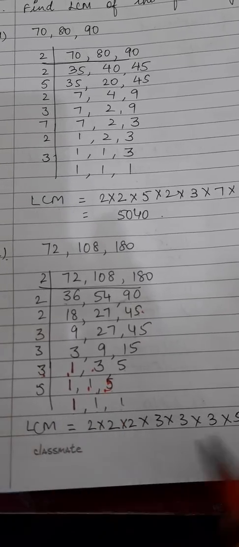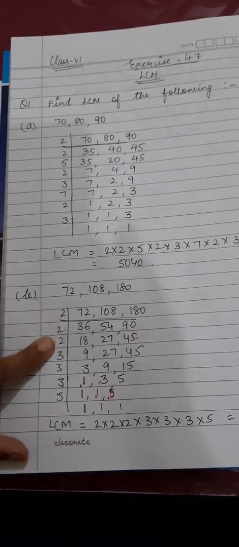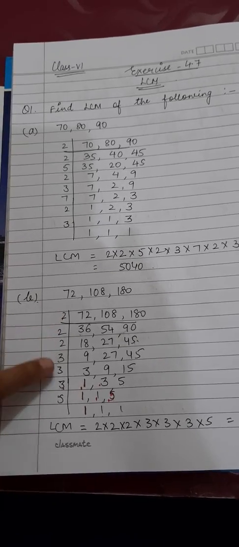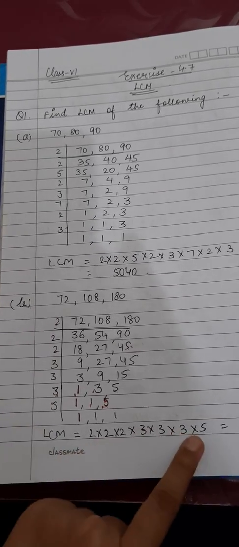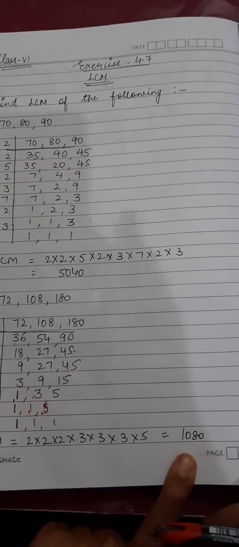Now what will be the LCM? The LCM is going to be the product of these numbers: 2, 2, 2, 3, 3, 3 and 5. Multiply these, you will get 1080. Okay.